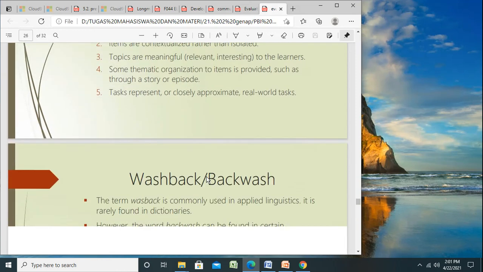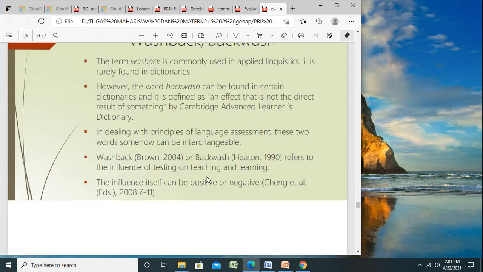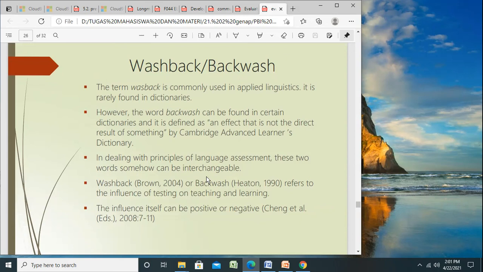Jadi natural, ya. And then it's about washback or backwash. The term washback is commonly used in applied linguistics. It is rarely found in dictionaries. However, the word backwash can be found in dictionaries and is defined as an event that is not the direct result of something, by the Cambridge Advanced Learner's Dictionary. In dealing with principles of language assessment, these two words somehow can be interchangeable.